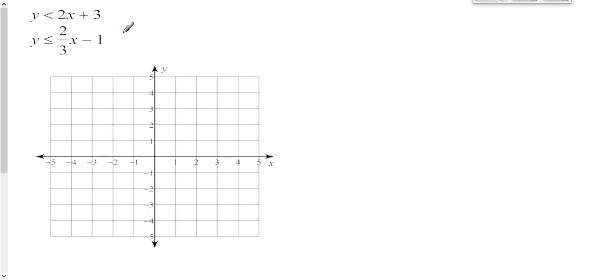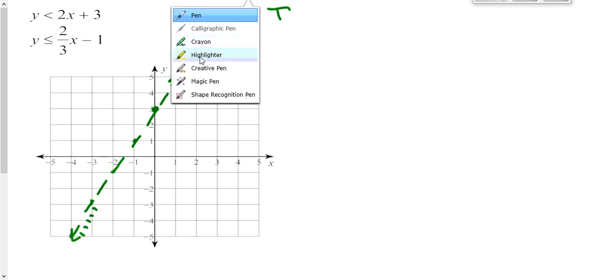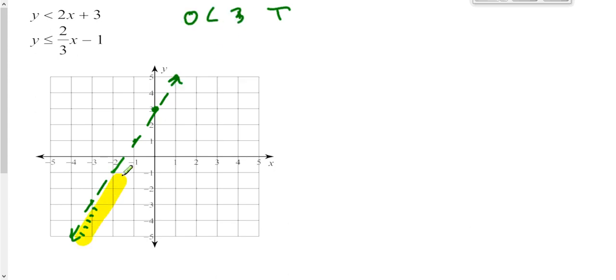Once again, both in slope-intercept form, so we're good to go. First one, we go up 3 to start, then we go up 2, right 1, down 2, left 1, down 2, left 1, down 2, left 1. It is a dotted line because of the less than symbol. Plug in our test point 0, 0, is 0 less than 3? That's true. We'd want to shade this below. Kind of like the color changing aspect of that, so I'm going to use my yellow highlighter and blue highlighter again.